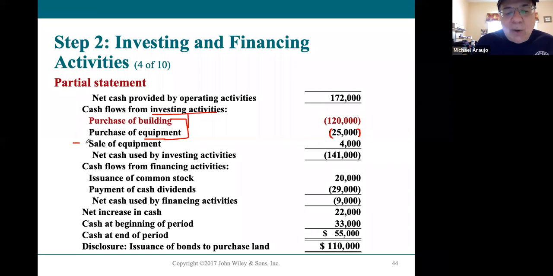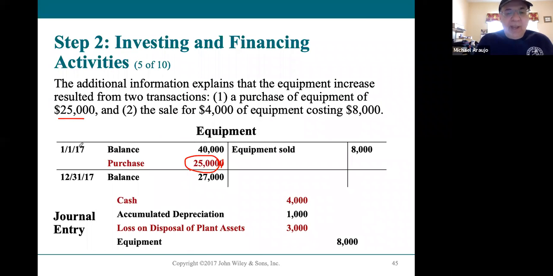The last thing that's kind of weird is they sold some equipment, okay? So they sold equipment for $4,000. Now, this $4,000 is important because that's the cash coming in. The equipment originally cost $8,000. With depreciation, it had a book value of $7,000. So we know that they took in $4,000 of cash for the sale of this equipment, okay?